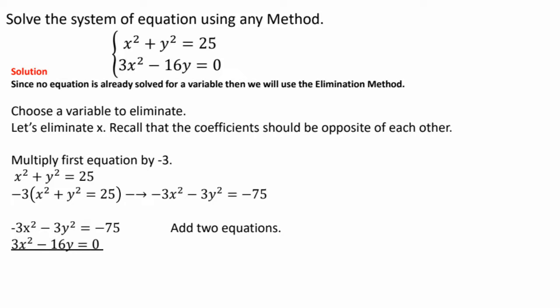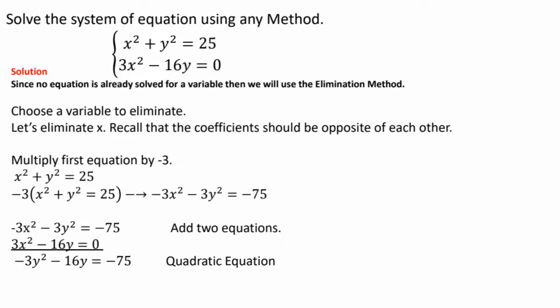Again, it doesn't matter which variable you want to eliminate. We could have eliminated the y by multiplying by a 16, but that would have given me large numbers. But it doesn't matter. You can pick any variable to eliminate, and you'll still get the right answer. So let's go ahead and do this. -3x squared plus 3x squared is going to be 0.